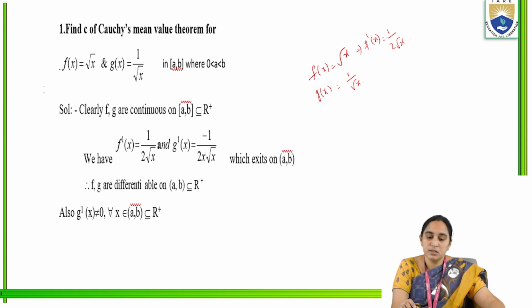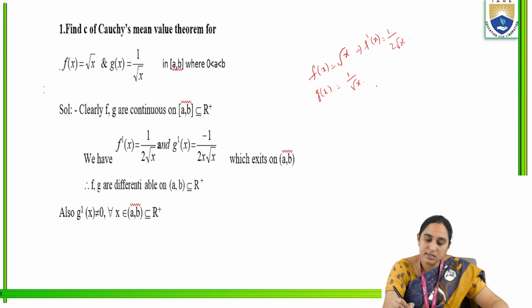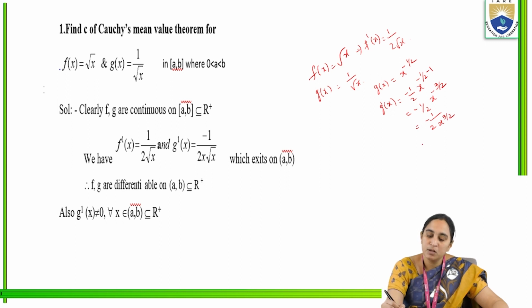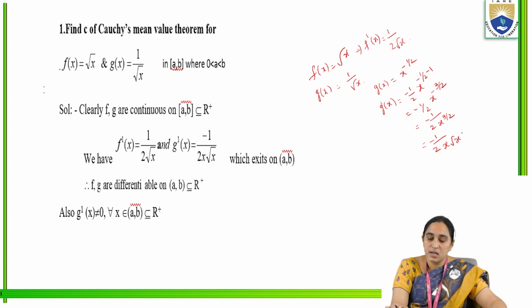Similarly, what about the differentiation of g of x? I'll write g of x as x power minus 1 by 2. The differentiation is minus 1 by 2 into x power minus 1 by 2 minus 1, using the n into x power n minus 1 formula. That is minus 1 by 2 into x power minus 3 by 2. Here x power minus 3 by 2 can be written as minus 1 by 2 into x into root x form, that is g dash of x.